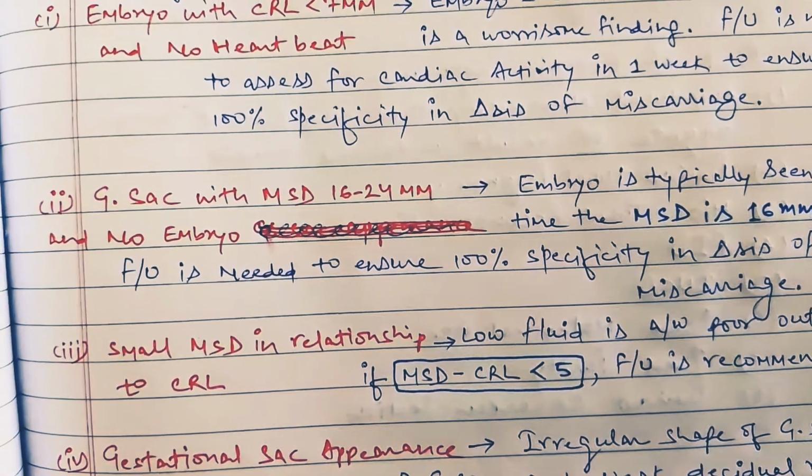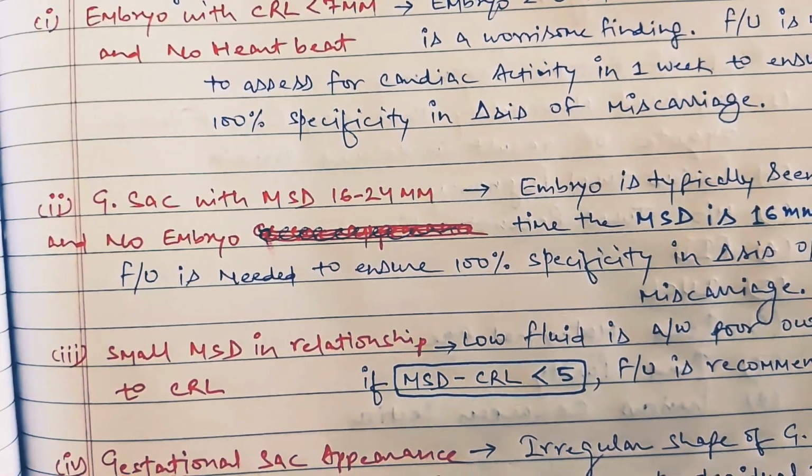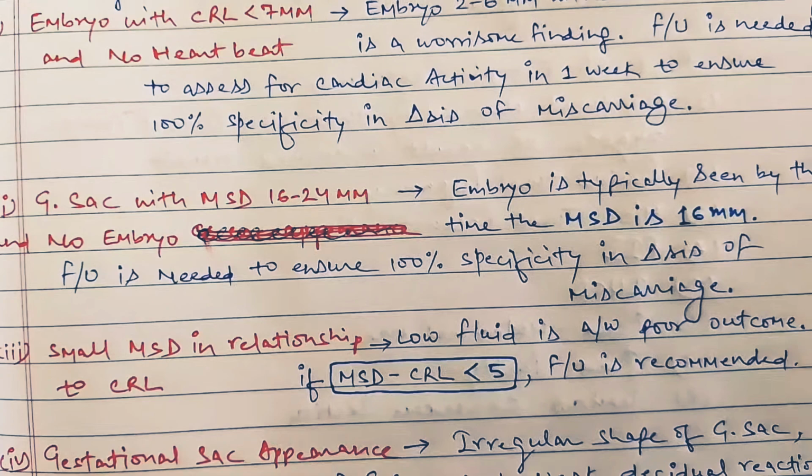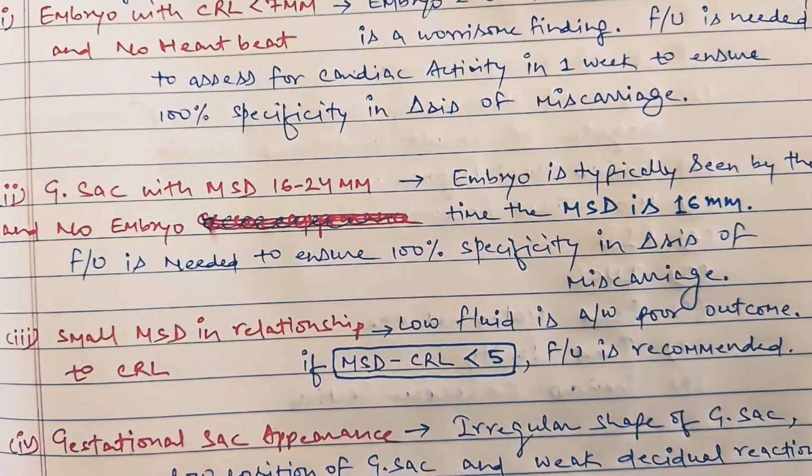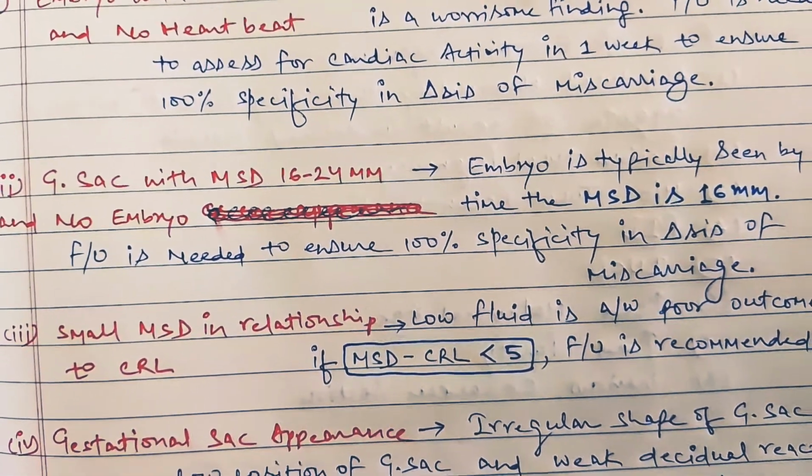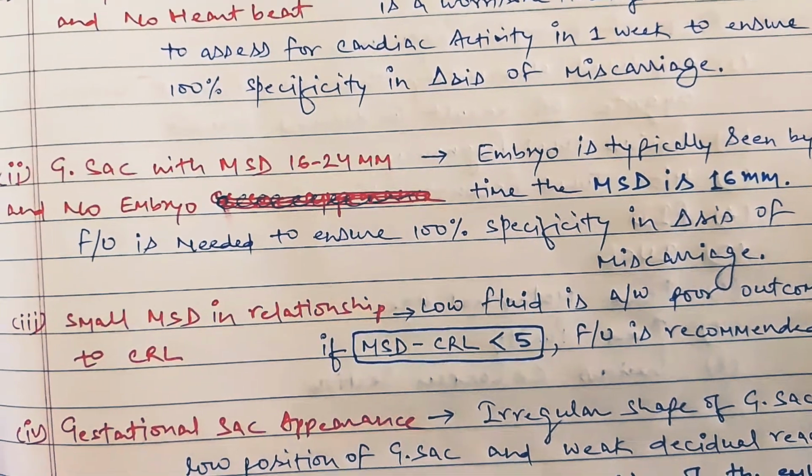Second, GS with MSD 16 to 24 mm and no embryo. Embryo is typically seen by the time when the MSD is 16 mm. Follow-up is needed to ensure 100% specificity in diagnosis of miscarriage.